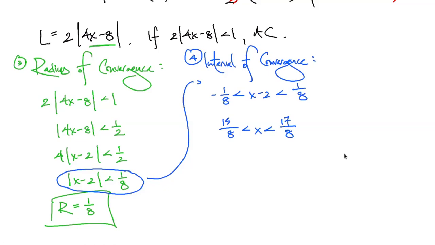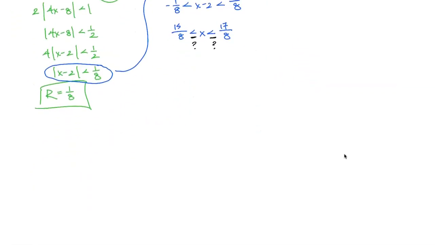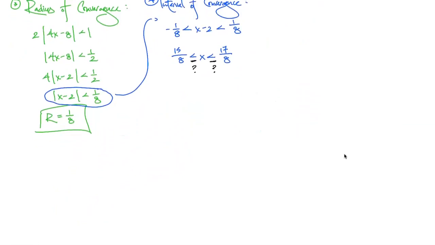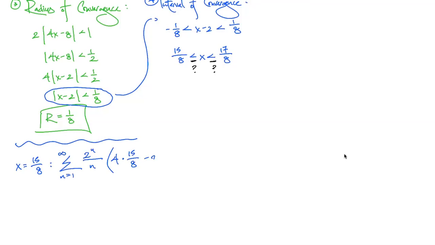I just need to go back and test my endpoints so I can determine whether or not I have equal signs in addition to the inequality that's already there. All right, so let's test our endpoints. I'm going to test the 15/8 first, and then we'll test the 17/8. So x equals 15/8 means that I'm going to write my original series, but everywhere I see an x, I'm going to put 15/8. So 15/8 went in for the x.